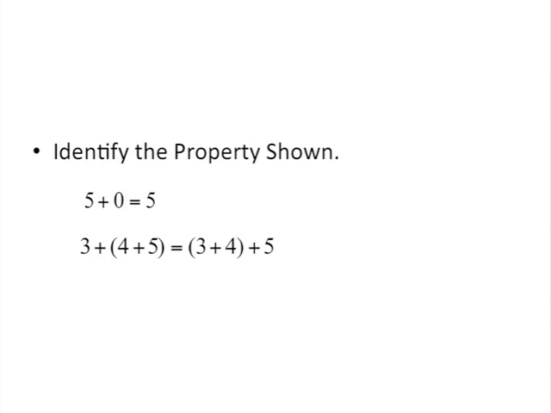So, identifying these properties, 5 plus 0 equals 5. What is that? Identity. That's the identity. And then we need to make sure to also say of addition.